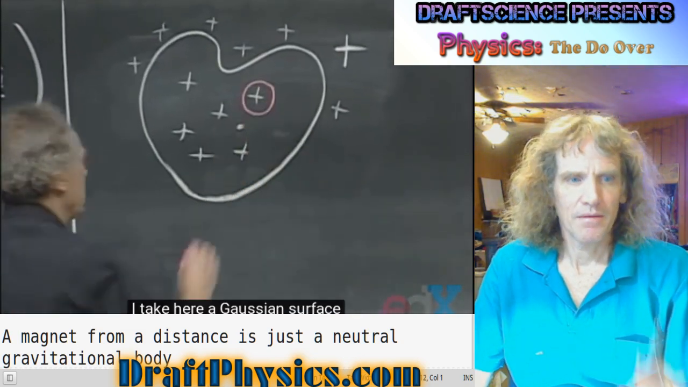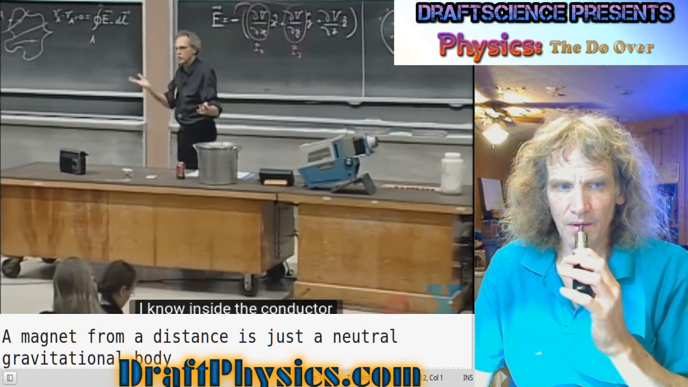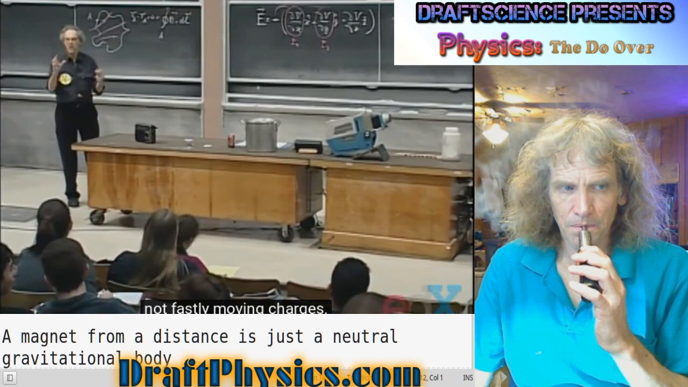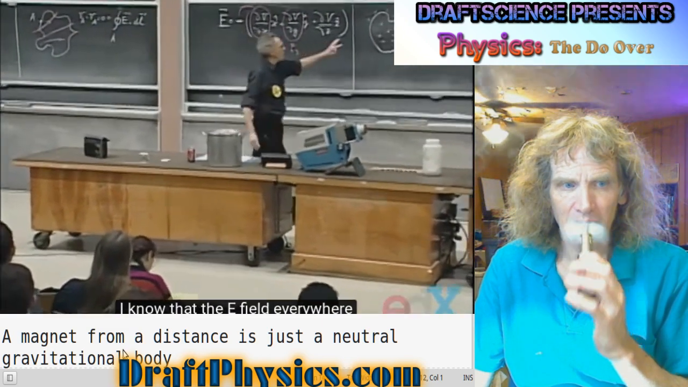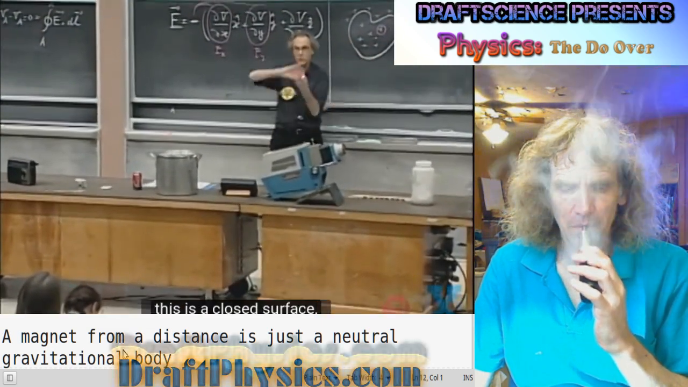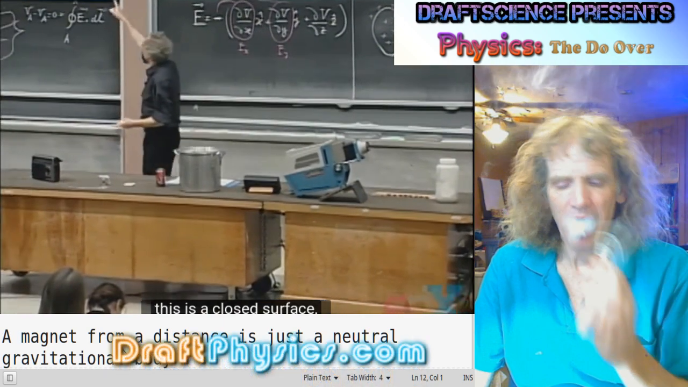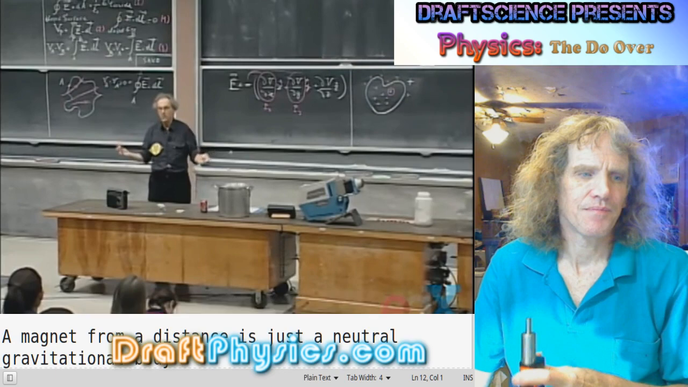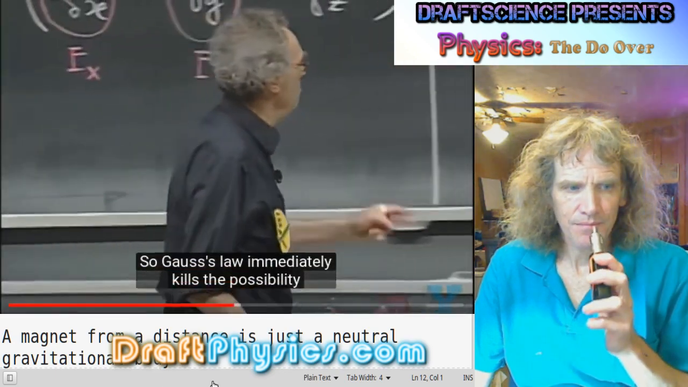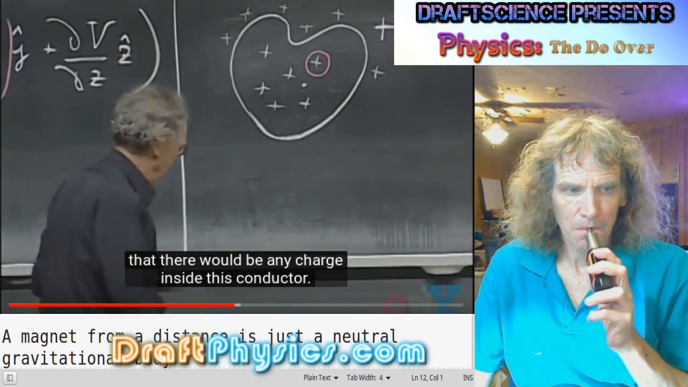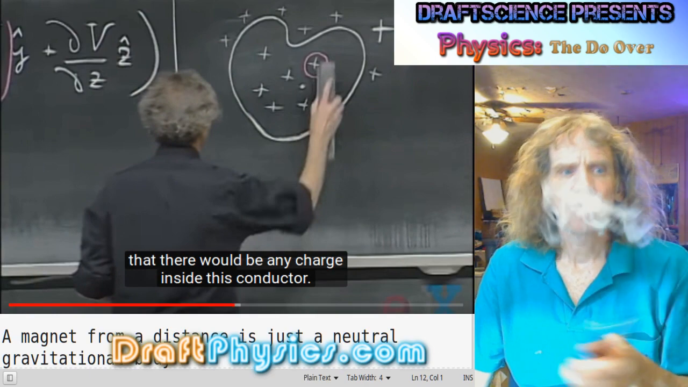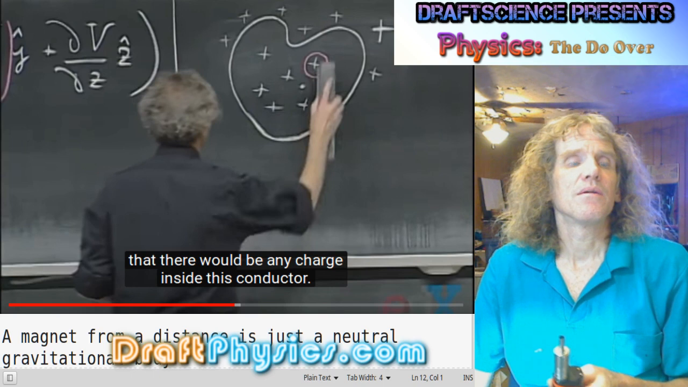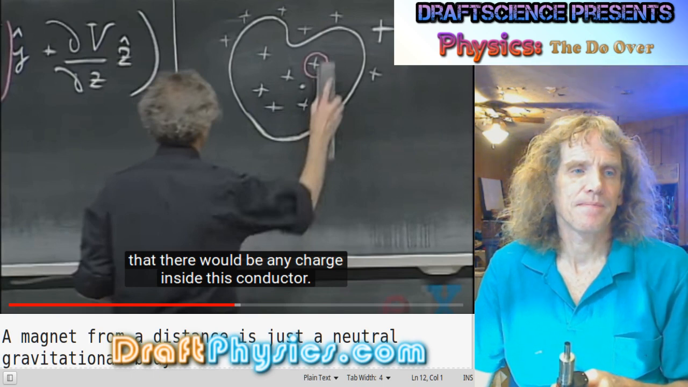Here, a Gaussian surface, which is a closed surface. I know inside the conductor, if we have electrostatic fields, not fast moving charges, but a static field, I know that the E field everywhere must be zero on the surface. This is a closed surface. So the integral of E dot dA, equation 1, is 0. That means the charge inside my sphere is 0, and so there cannot be any charge. So Gauss' law immediately kills the possibility that there would be any charge. Sort of a conservation argument, I suppose. How else can you look at it?